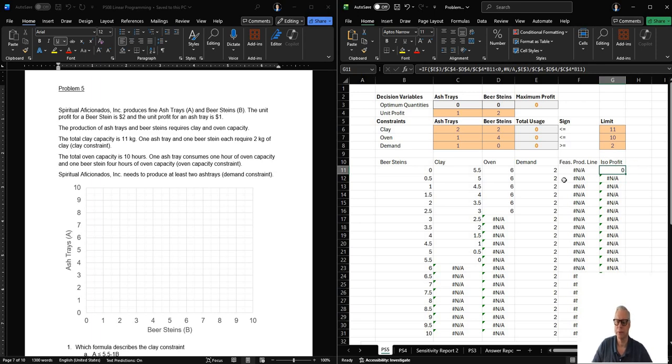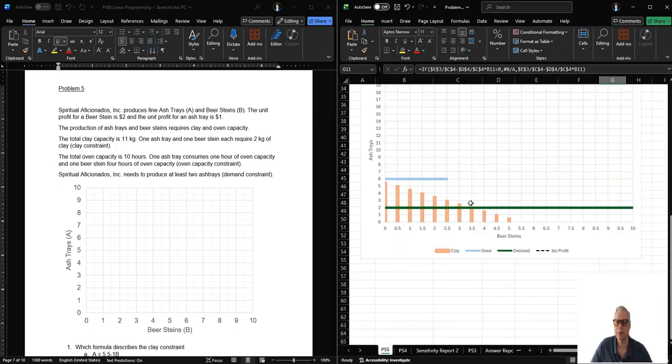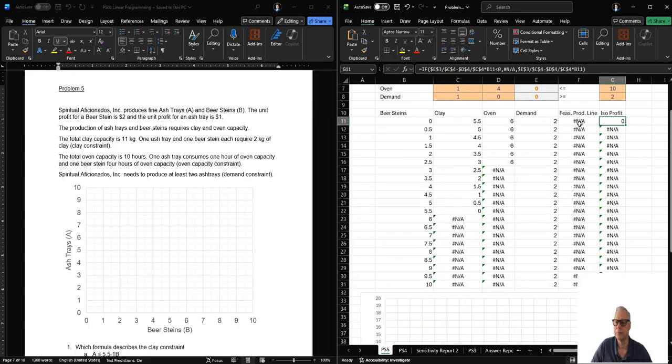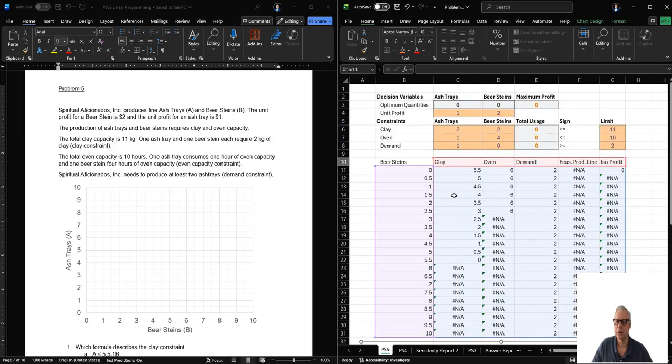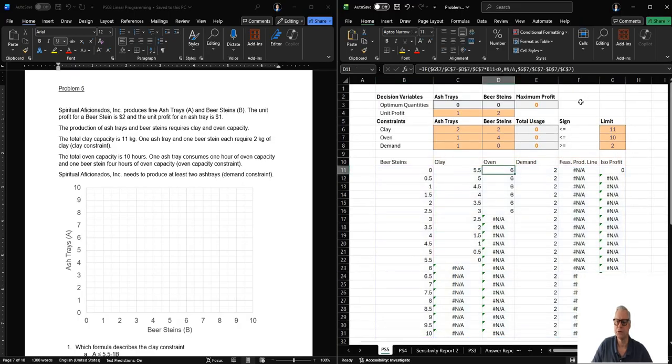So yeah, it's... oh, there's something wrong with the oven constraint. So let's see what went wrong here.